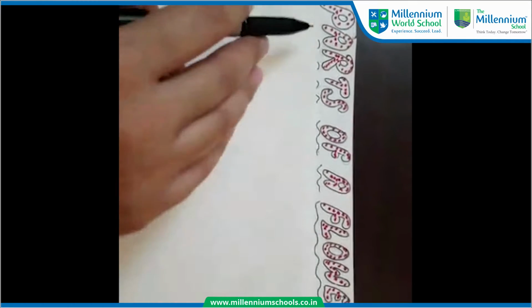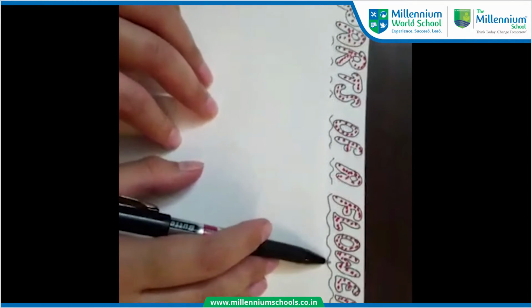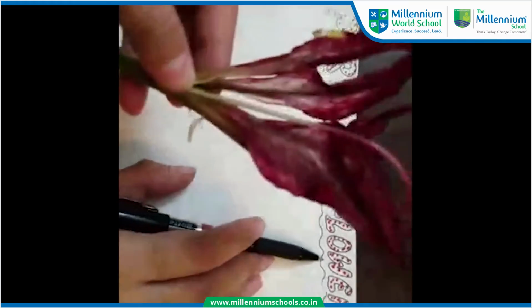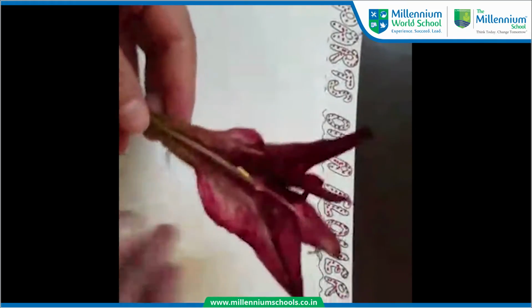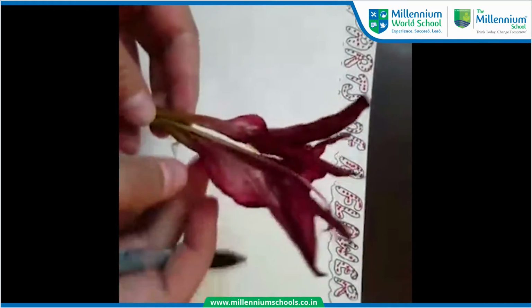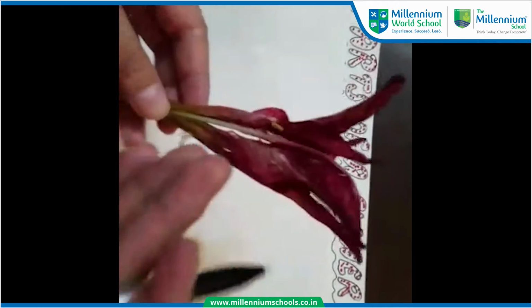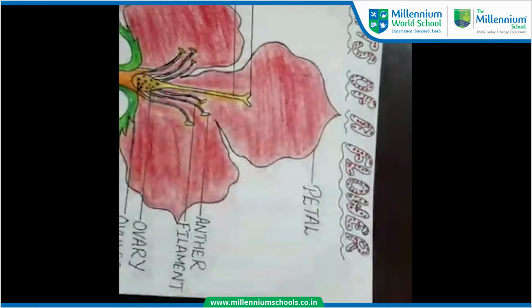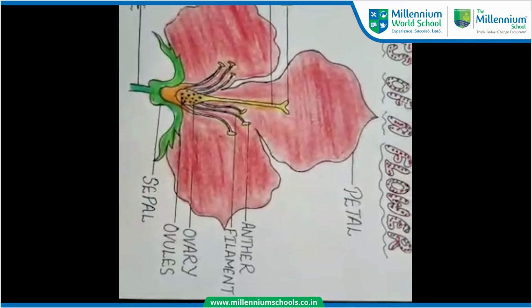I'll show you the parts of a flower by dissecting a flower. So here I'm having this lily flower. I know it's not fresh, however I'll show you its parts. So before I start dissecting it, I just want to show you a diagram. So here is the flower's diagram.